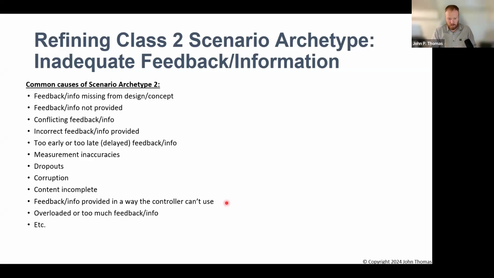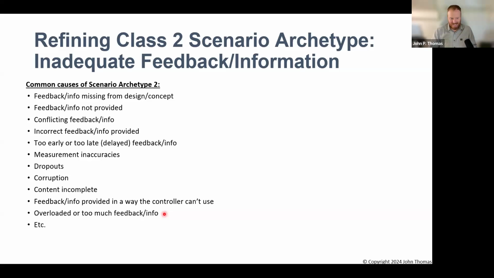That's super interesting when you've got complex software interactions, information being broadcast over a bus. This absolutely has happened. Technically, the feedback was there, but the controller couldn't read it, couldn't figure it out because of any number of reasons. Overloaded or too much feedback. That's an interesting case, right? Too much feedback.